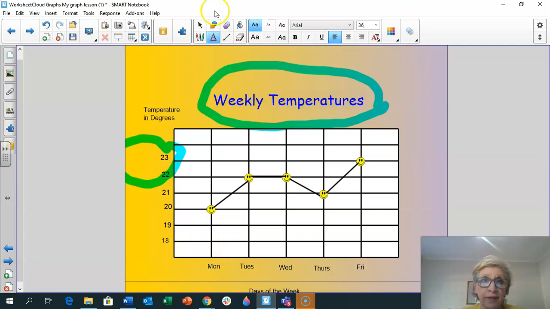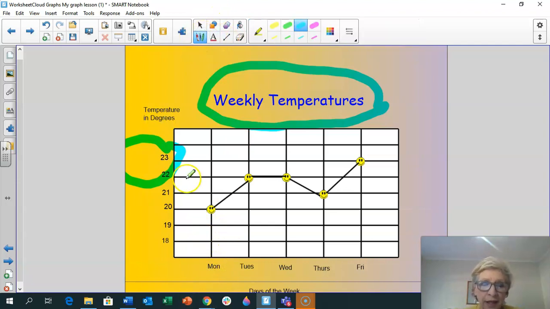So on Monday it was 20 degrees. On Tuesday it was 22, and Wednesday stayed the same, 22. Then on Thursday it went down to 21, and on Friday was the warmest day, which was 23 degrees. So that there is a line graph, and you would then just join up the dots to show how the temperatures go up and down, and that gives you an idea of the progression of something.